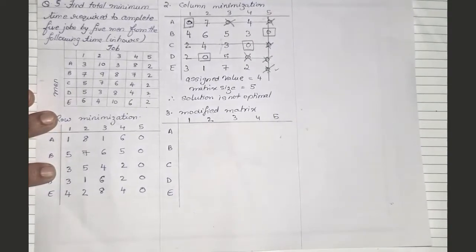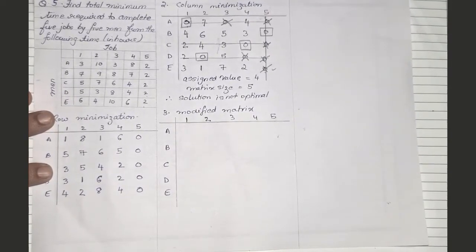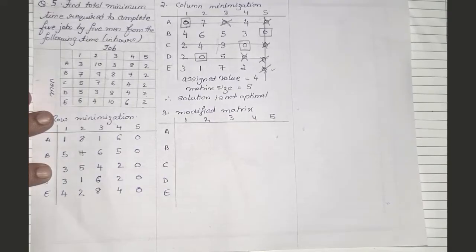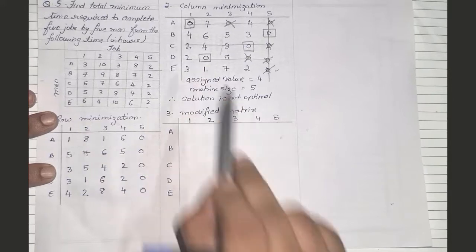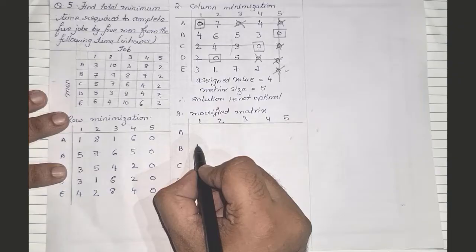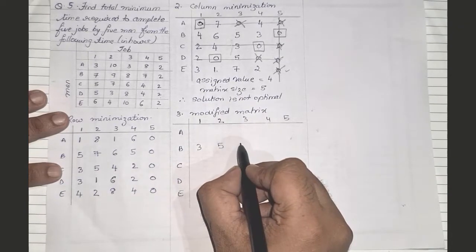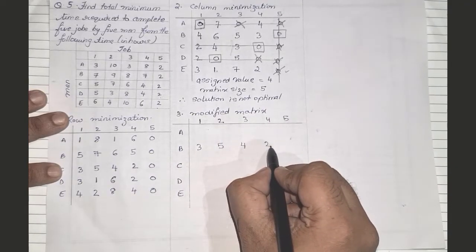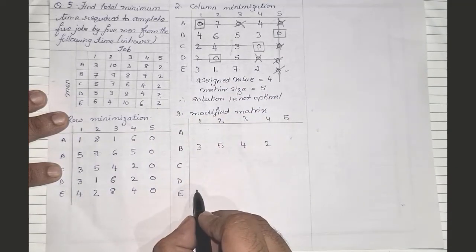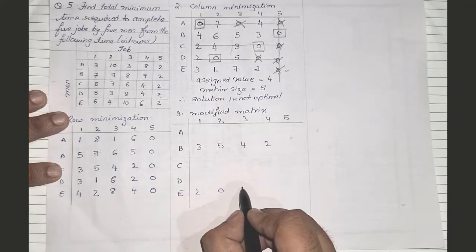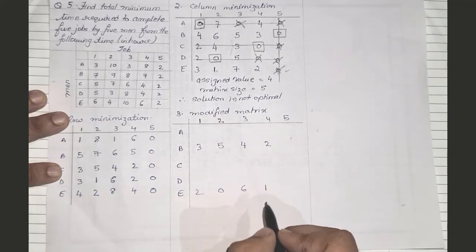So now, in order to find the values of the new modified matrix, the rule is: from the unmarked values, select the lowest value. From the unmarked, the lowest is 1. Whatever is the lowest value, subtract that value from all other unmarked values. So 4 minus 1 will be 3, 6 minus 1 is 5, 5 minus 1 is 4, 3 minus 1 is 2. Next unmarked is in the last row: 3 minus 1 is 2, 1 minus 1 is 0, 7 minus 1 is 6, 2 minus 1 is 1.